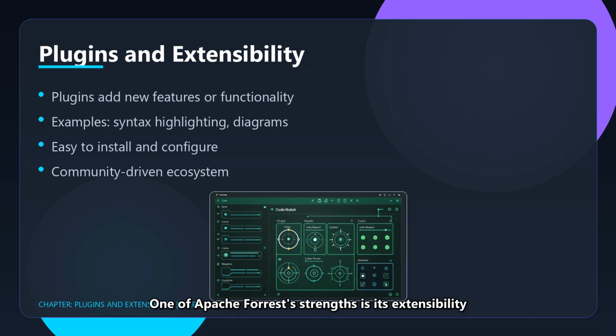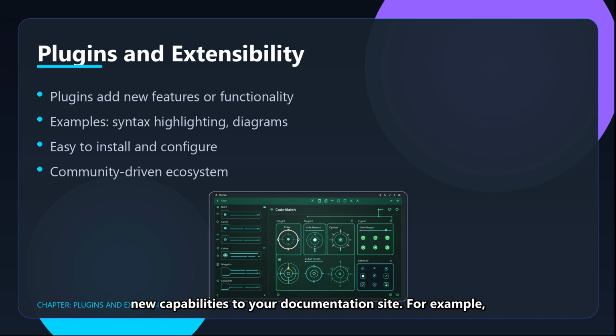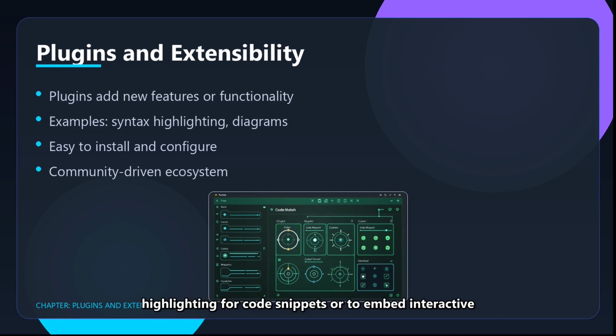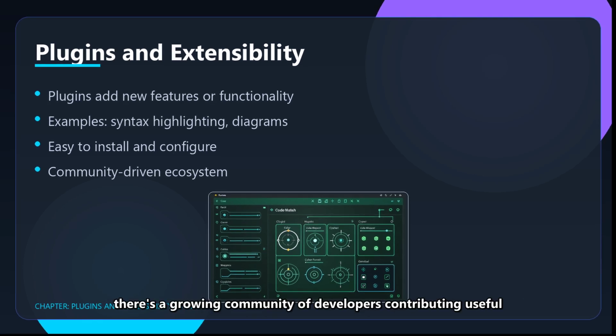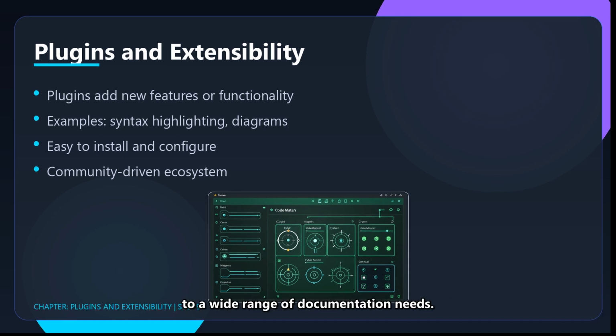One of Apache Forrest's strengths is its extensibility through plugins. Plugins are modular additions that bring new capabilities to your documentation site. For example, you might use a plugin to enable syntax highlighting for code snippets or to embed interactive diagrams. Installing and configuring plugins is straightforward, and there's a growing community of developers contributing useful tools. This extensibility ensures that Forrest can adapt to a wide range of documentation needs.